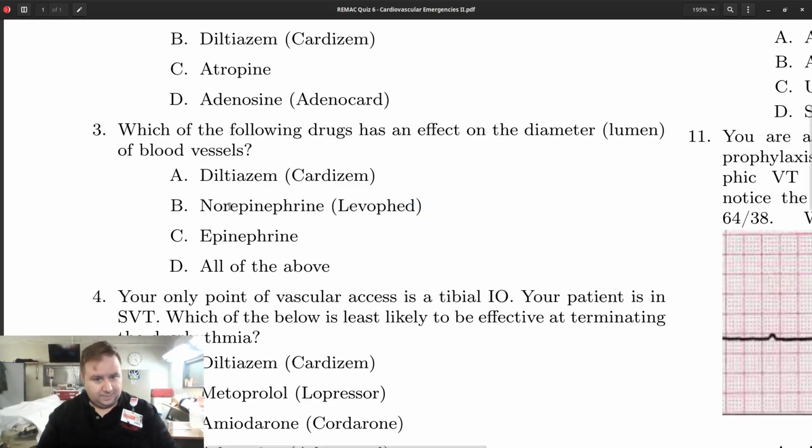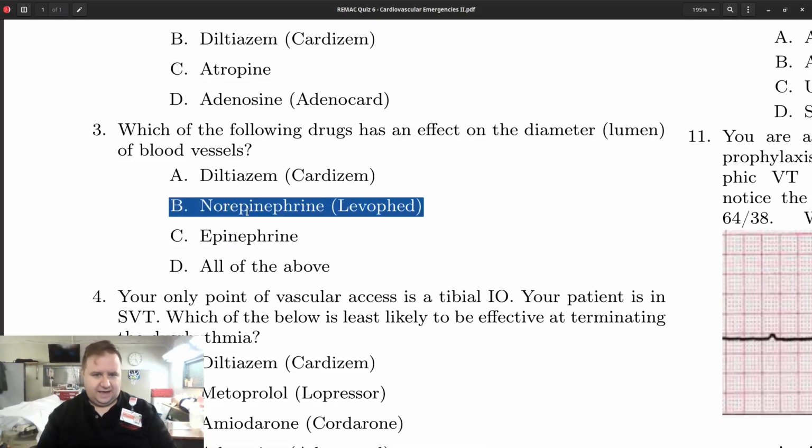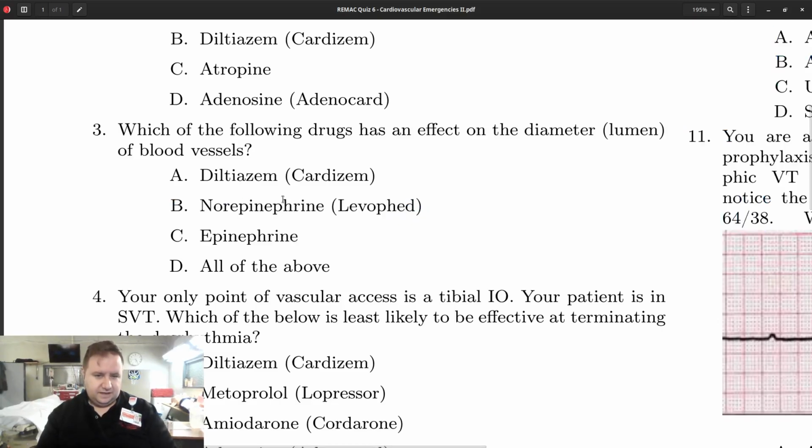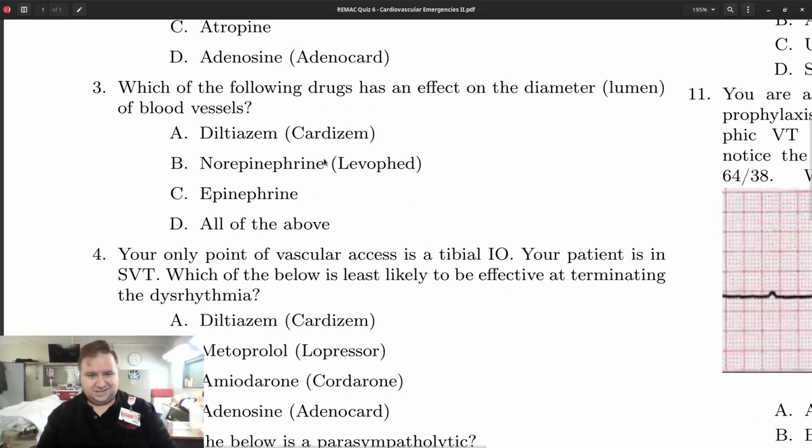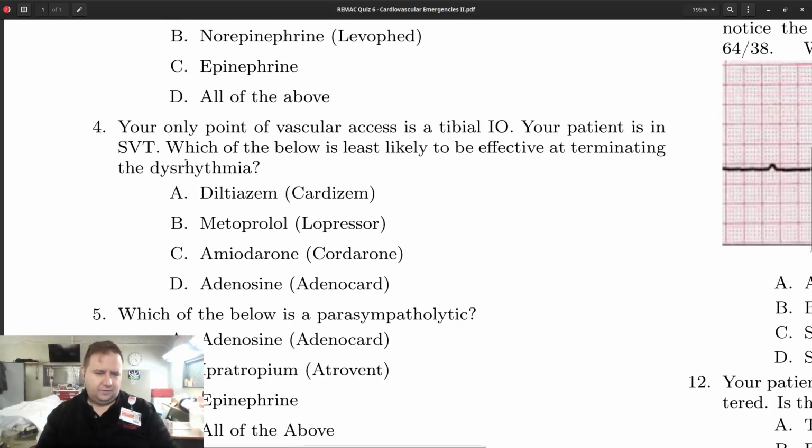If you're going to know one thing about norepi and one thing about epi, they're alpha agonists, both of them. So if these two are both vasoactive, then the correct answer has to be all of the above, right? So just from a test-taking strategy, you could have, by process of elimination, figured out the correct answer there. Okay, for question number 4, your only point of vascular access is a tibial IO.